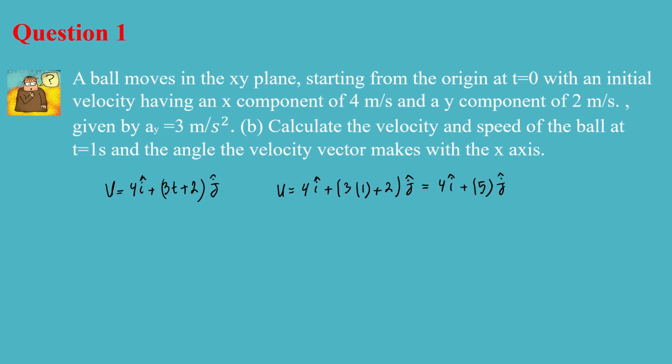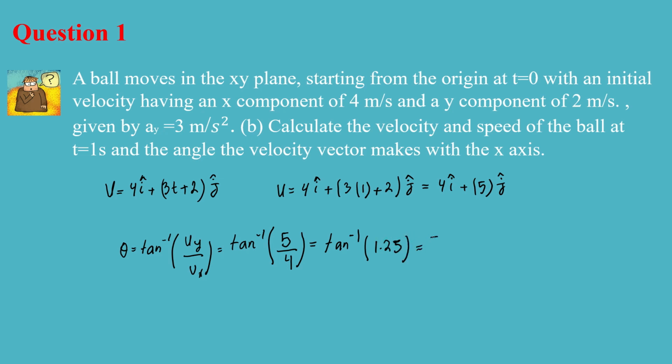And then that is going to be 4i plus 5j. And for the angle, I have arc tangent of Vy divided by Vx. My Vy in the y direction is going to be 5, in the x direction it's going to be 4, so it's going to be arc tangent of 1.25, that is equal to 51.3, and it's in degrees, not radians. Now let's look at the next part.